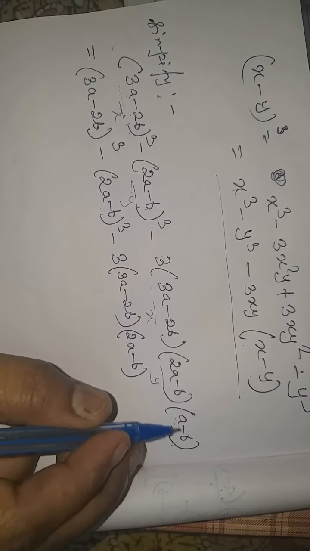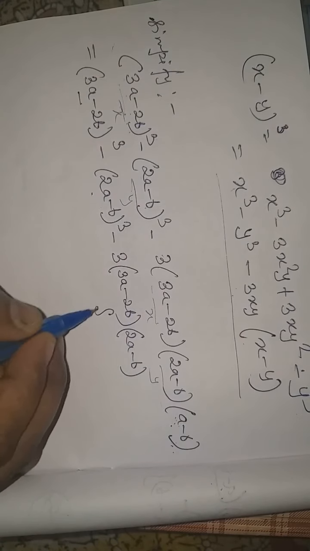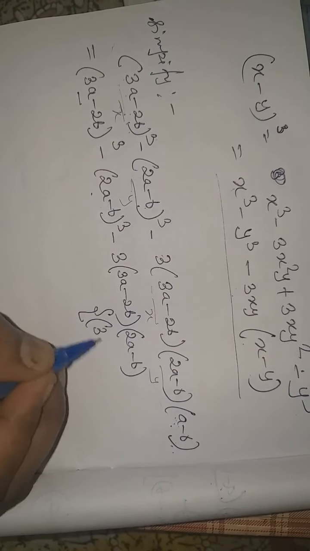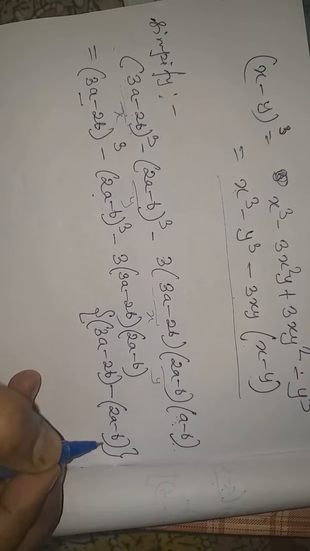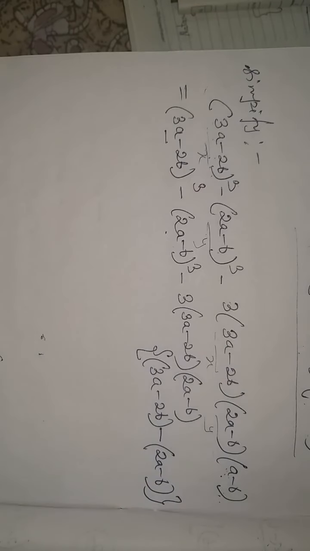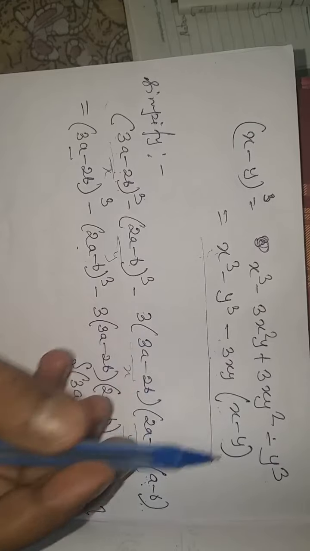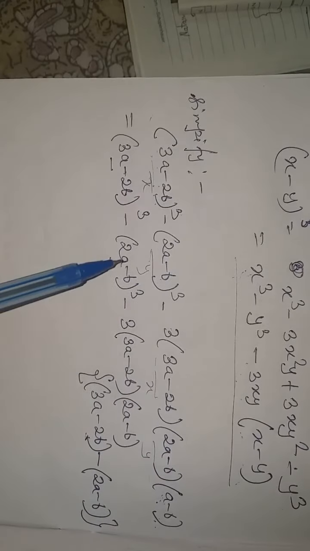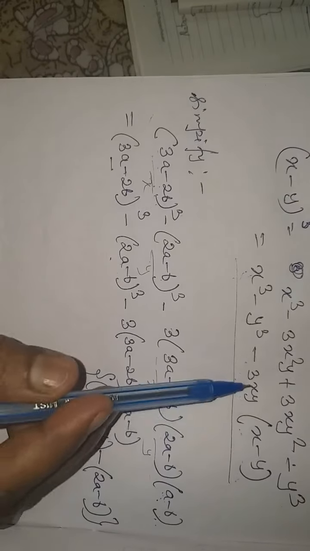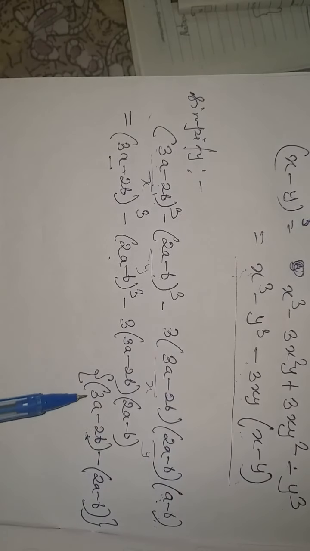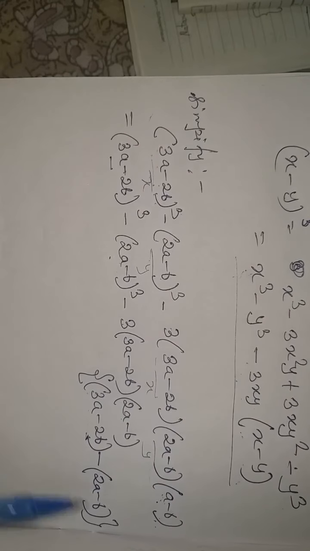Now write this a minus b in the form of this minus this. So how should we write it? Like a minus b is 3a minus 2b minus (2a minus b). Now you can see that it is exactly in the form of x cube minus y cube minus 3xy(x minus y). You can see that this is x, this is y, 3xy, and x minus y means 3a minus 2b is x, and this is y. So it is exactly in this form, right?